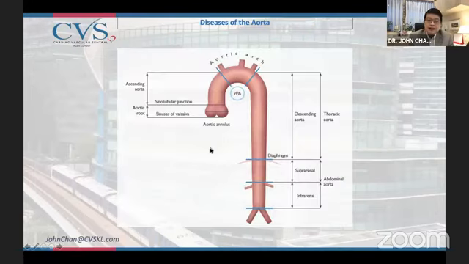So this is the aorta. The heart is here. The aortic valve is here. It separates the aorta from the heart. This part of the aorta is the ascending aorta. This is the aortic arch, and this is the descending aorta. So we will focus first of all on diseases affecting the aortic root, which is this part of the aorta, and also the ascending aorta, and then the aortic arch, and also the descending thoracic aorta.